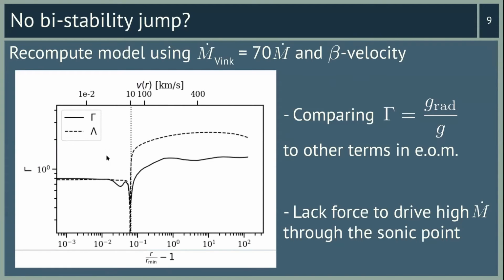So in the case of a consistent solution, these lines should fall together. Another way of looking at it is that we compare the gamma that we get from the radiative transfer to the gamma that the model needs to drive this kind of wind. And what we see from here is that in our case, for this type of model, we lack the force that we need to drive an outflow through the sonic point of such a high mass loss rate. So in this case, our models, if we would then continue to solve them towards a consistent solution, would favor the lower mass loss rates instead of these.